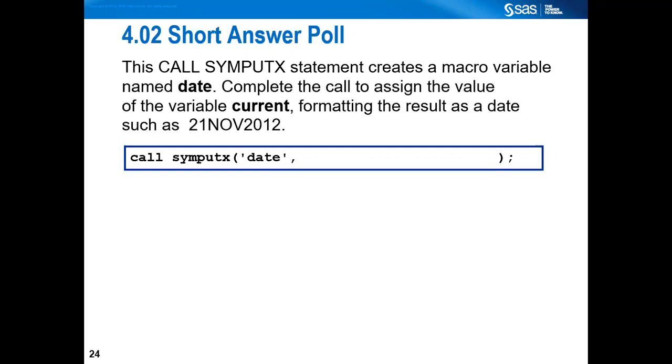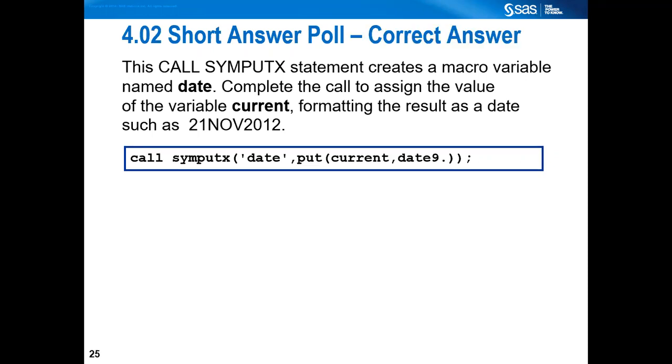So you can write put in brackets current, comma, date 9 dot. Because current is your numeric column, when we apply a put function, it will convert it into character, since it will show the value in date 9 format. So it becomes a character type of value. I thought that for current we have to use today, the current date. No, it's the variable current, that's why I used today. Yes, I understand.